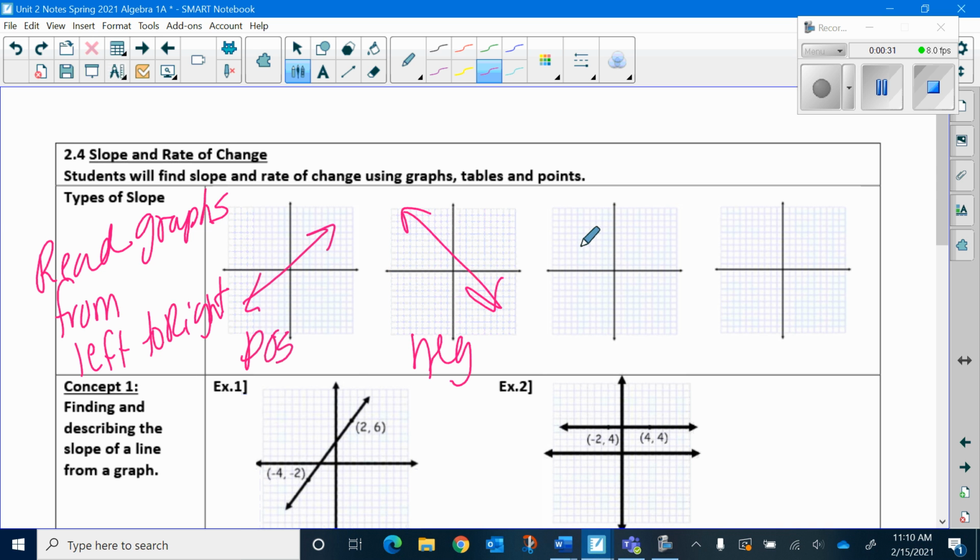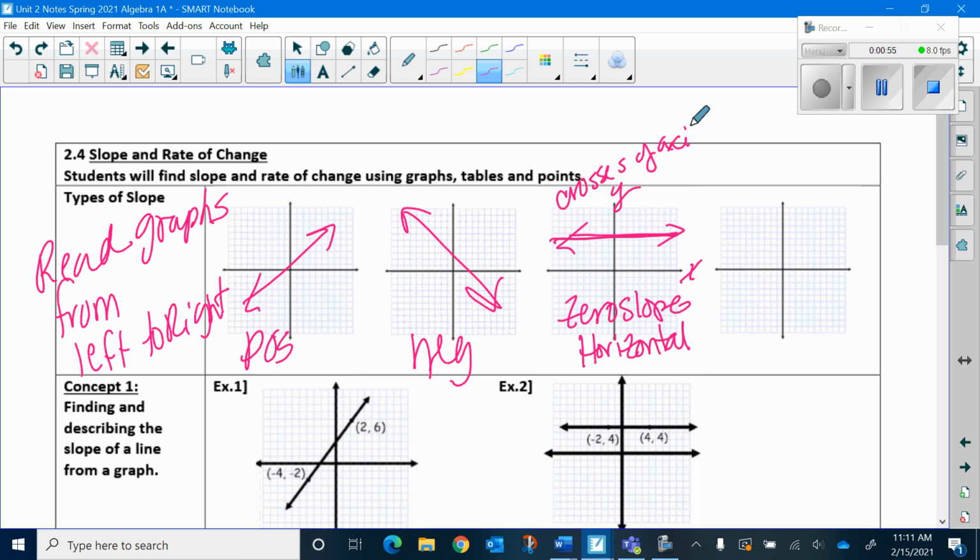And then this next one is going to be straight across this way. Oops, should be more straight across. That's going to be a horizontal line. Okay, so this is a zero slope, and it's horizontal. This is the y-axis, x-axis. A horizontal line crosses the y-axis.